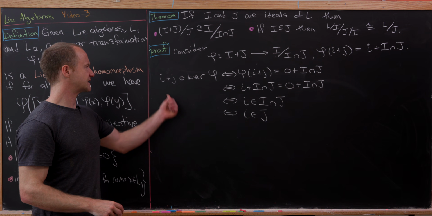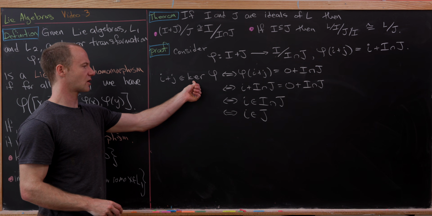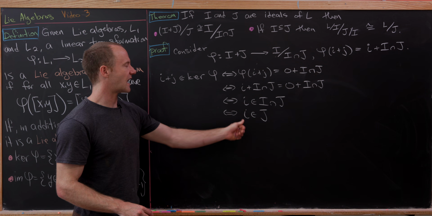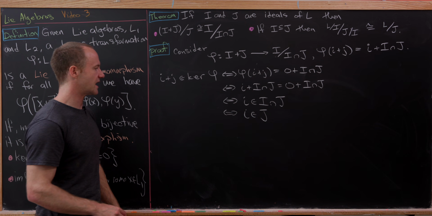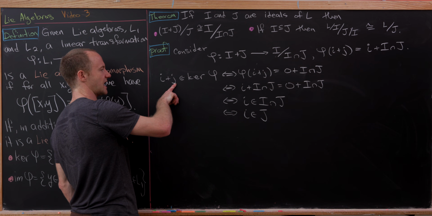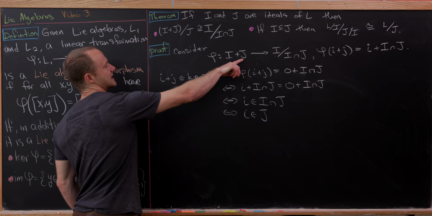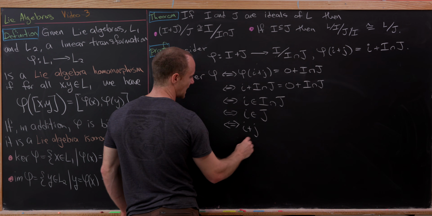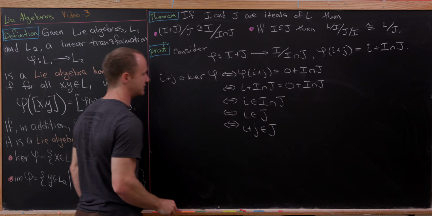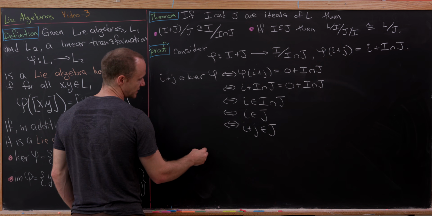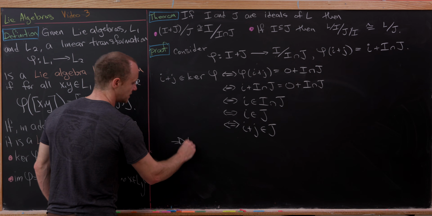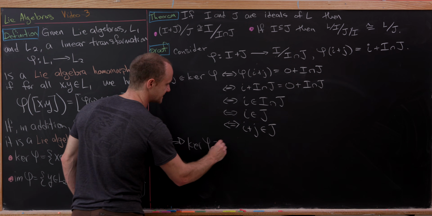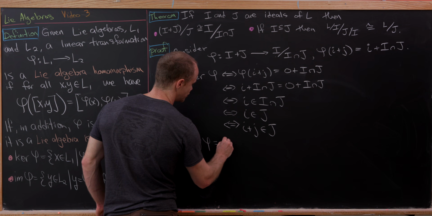So let's look at this. We have i plus j is in the kernel of phi if and only if i is inside of J. But notice that this j is already inside of J, so that means that this is if and only if little i plus little j is inside of J. But that means we have determined the kernel. So we see that the kernel of phi is in fact J.